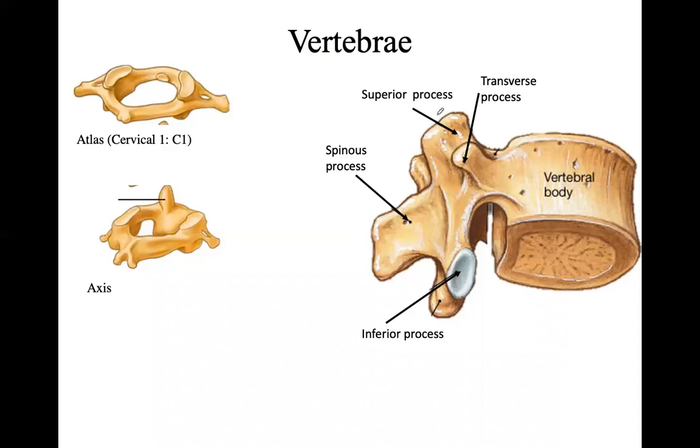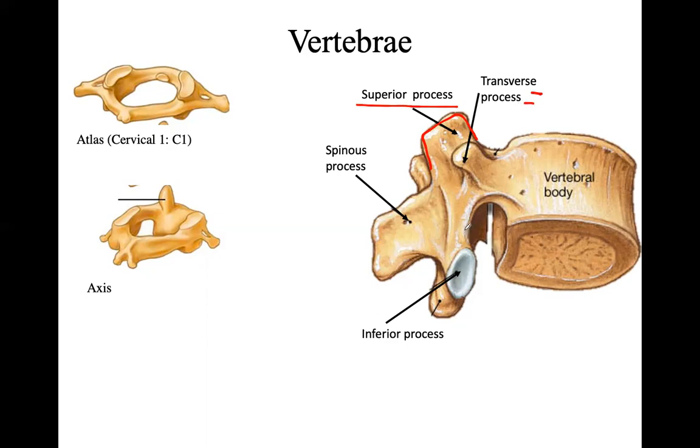And then you have these extensions that are coming off. There are actually 3 pairs of processes and then 1 single process. So you have a total of 7 processes on a vertebra. You have the ones that are coming right from the top, so they're kind of pointing upward, and these are referred to as the superior process. Kind of logical, superior means on top, right? You have ones that are sticking out, so kind of think about your little ears popping out on either side, right? So these are referred to as the transverse process.